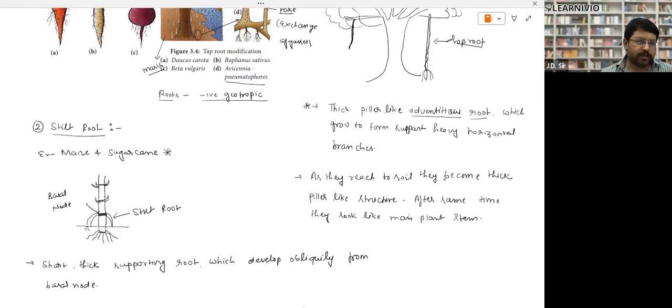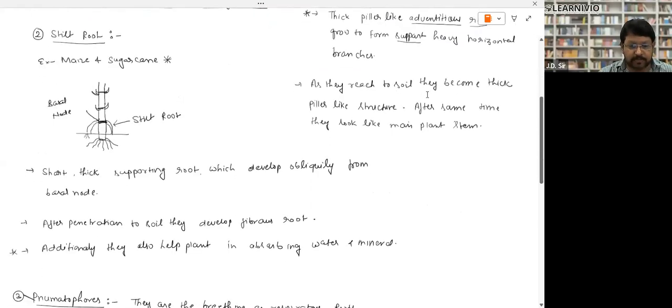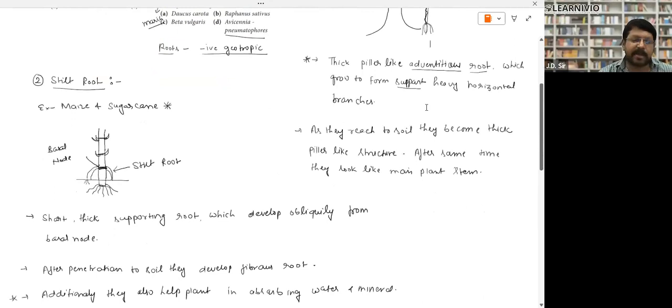If you get the question, what is their function? Their function is support, right? Support is their function, meaning mechanical function. As they reach the soil, this is also important, they become thick, pillar-like structures. After some time, they look like the main plant stem. And where are they found? Banyan tree, right?